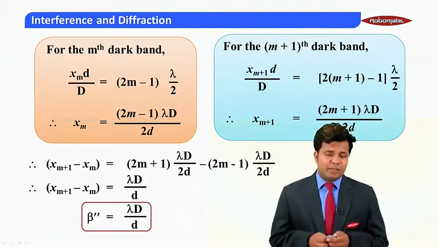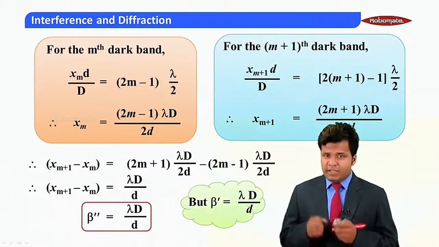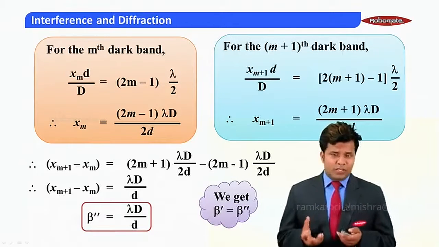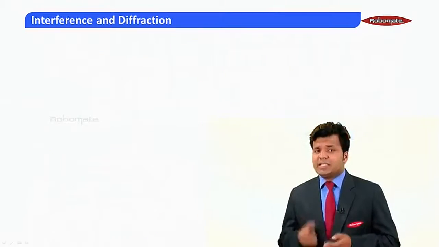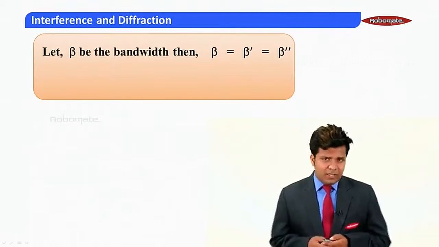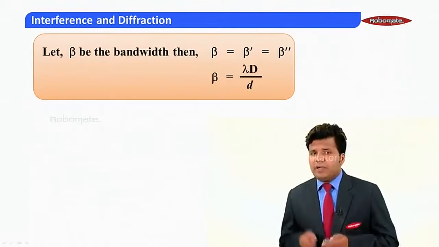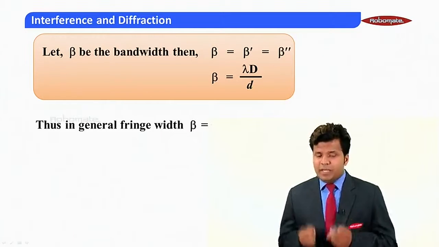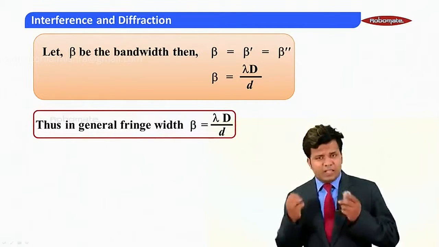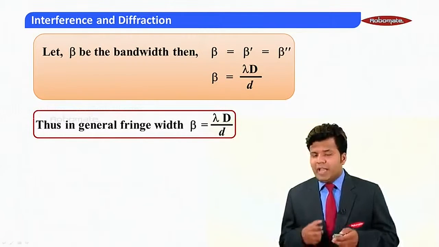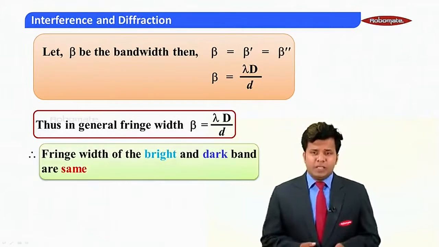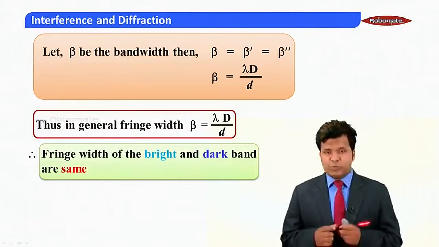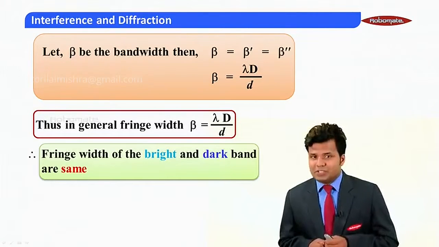And in exactly a similar manner, we can summarize the whole thing, right? Beta dash was lambda D by d, beta double dash is lambda D by d. Then what is going to be the conclusion? The conclusion is beta dash is exactly equal to beta double dash. But students, if these both have the same magnitude, can we say that the fringe width beta is lambda D by d in common terms for both the bright band and the dark band? So my conclusion would be that the fringe width of the bright band and the dark band are exactly the same. So this is the conclusion we made from this expression. Thank you.